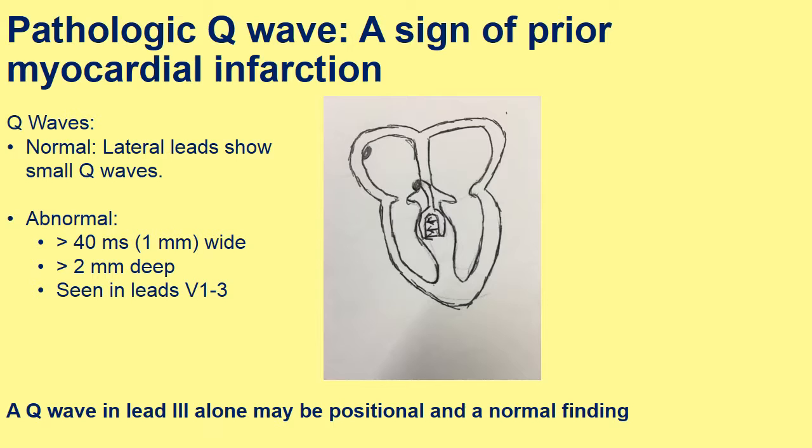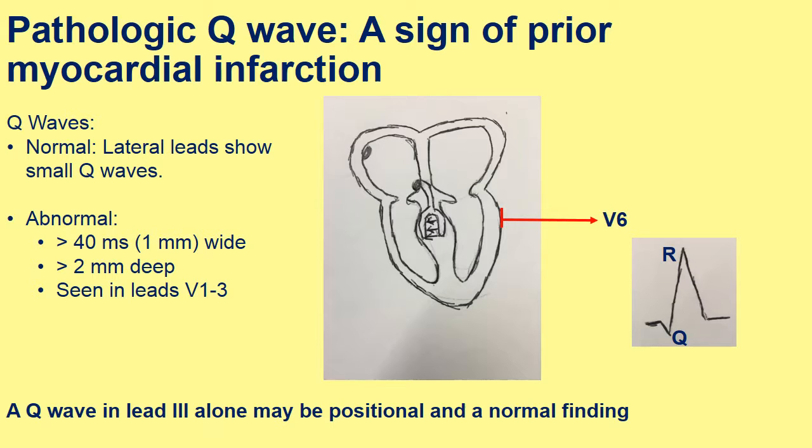By the way, a pathologic Q wave is just a sign of an old myocardial infarction. So if you see an abnormal Q wave on an ECG, it is a sign that the person has had a myocardial infarction in the past. So let's look at this. That's V6, and this is what you should get normally. So you get a small Q wave and then the R wave.